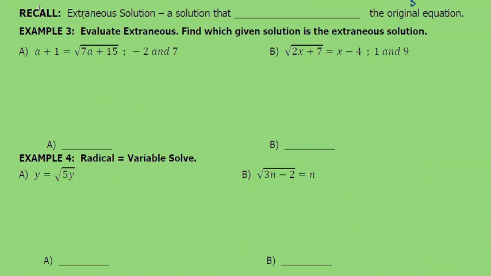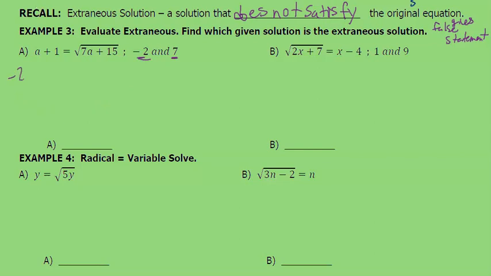Page 38. Recall, an extraneous solution is a solution that does not satisfy the original equation. It would give a false statement. Example 3. Evaluate extraneous. Find which given solution is the extraneous solution. A. a plus 1 equals the square root of 7a plus 15, negative 2 and 7. So we will plug these in and see which one gives you a false statement.